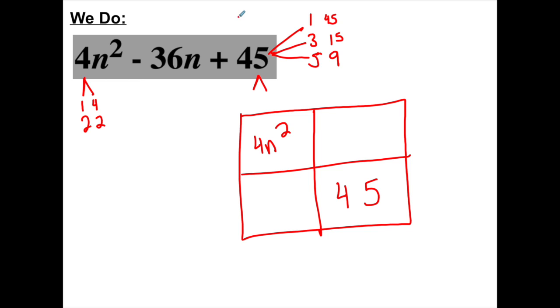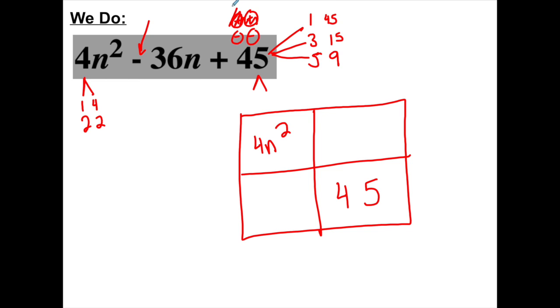I also know that to multiply to a positive, either both numbers are positive or both numbers are negative. We know they both need to be negative because we're adding to a negative number. So how do I get 36? Darn, that's not easy.